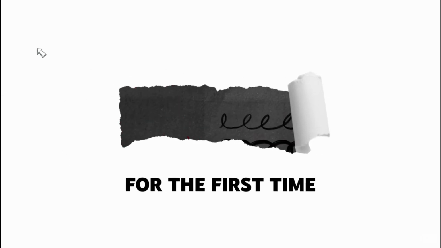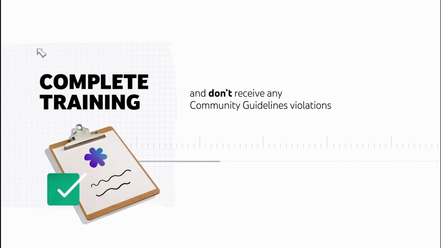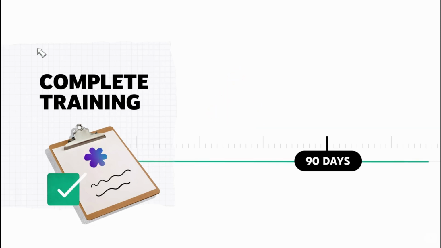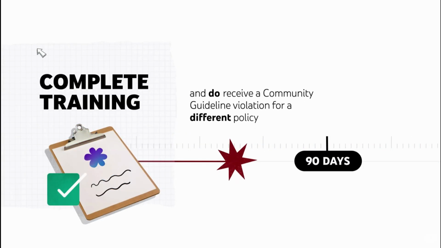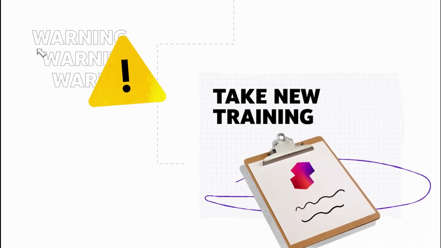Let's say you violate one of our community guidelines for the first time. You'll receive a warning, and you'll be presented with the 3 options. If you complete the training and don't receive any community guidelines violations for any policies within 90 days, your warning will expire and you'll be back to good standing. If you complete the training and you do receive a community guideline violation for a different policy within 90 days, you'll receive another warning and you'll have the chance to take a new training specifically for that policy.